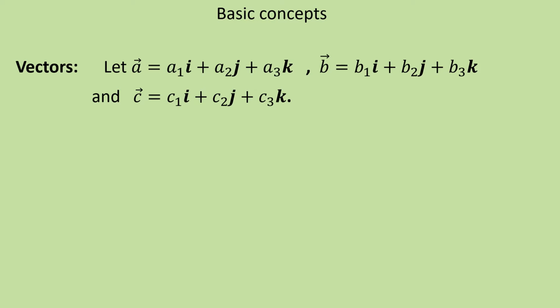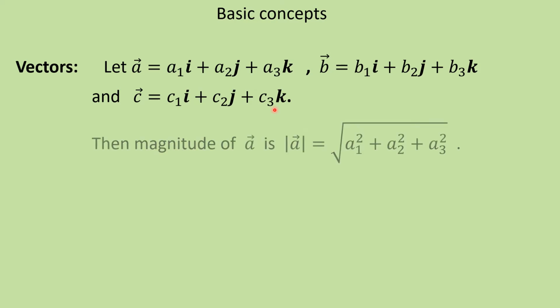Now how is the vector represented? All of you know vector A is a1i plus a2j plus a3k. A vector is represented with the help of a directed line segment with an arrow over it, and i, j, k are the unit vectors. Similarly, vector B is b1i plus b2j plus b3k, and vector C is c1i plus c2j plus c3k. Now, what is the magnitude of A? The magnitude of A is the square root of a1 square plus a2 square plus a3 square, that is, the square root of the sum of the squares of the components.